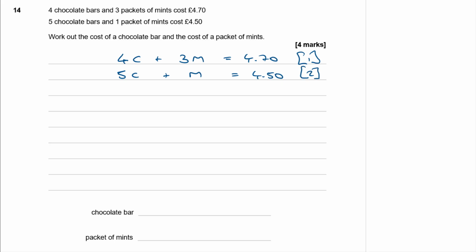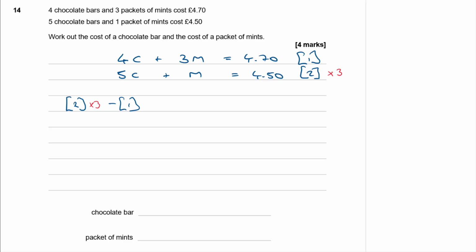Now, I'm going to solve these by elimination, and to do that I need to have the same number of one of the things. Now, if I take this second equation and I multiply it up by a factor of 3, then I'm going to get 15c and 3m, and then I can cancel them. So I'm going to take 3 lots of equation 2, and I'm going to subtract 1 lot of equation 1. So I'm going to write it the other way around.